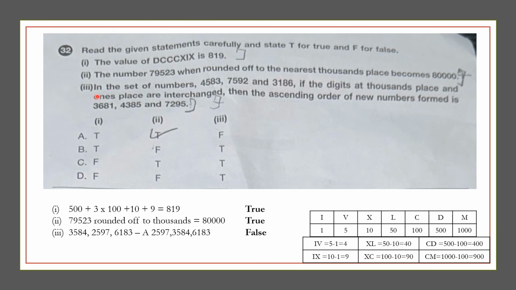Now let's see the third. In the set of numbers 4583, 7592 and 3186, if the digits at the thousand place and ones place are interchanged, then the ascending order of the new numbers formed is this one. So let's first interchange the digits. So we get this number as 3584, this number as 2597, and this number as 6183. Now put it into ascending order, we get 2597, 3584, 6183, which is not this one. So this statement is false. So we get true, true and false. So our answer is option A.